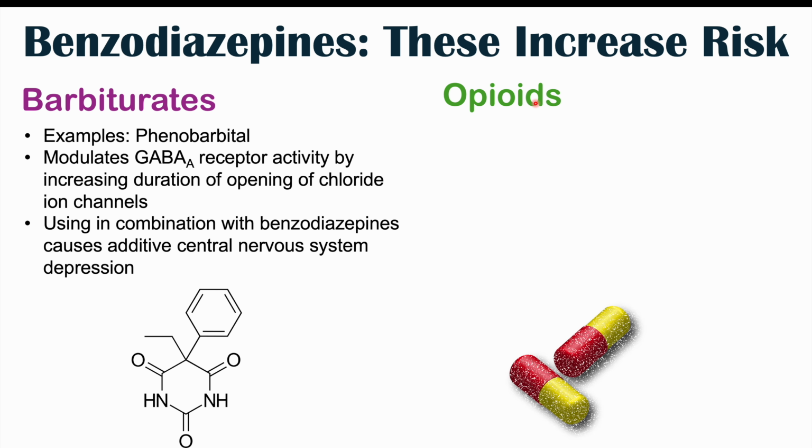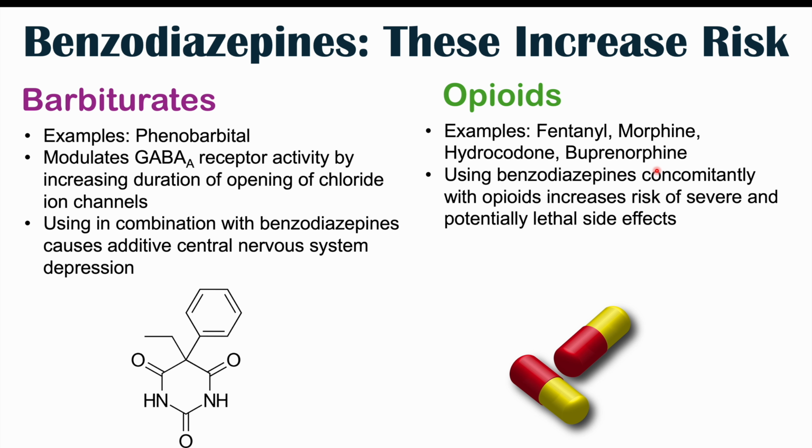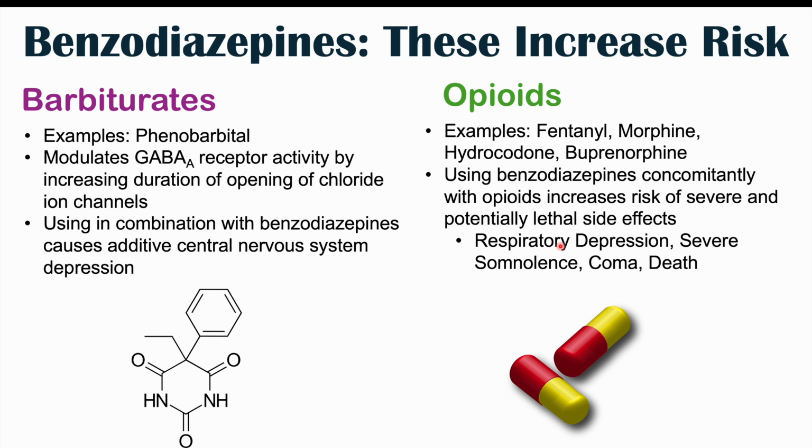Opioid medications can also interact with benzodiazepines. Some examples include fentanyl, morphine, hydrocodone, and buprenorphine. If we're using benzodiazepines concomitantly with opioids, they increase the risk of severe and potentially lethal side effects. These include respiratory depression, severe somnolence, coma, and death. We can see this also occurring with barbiturate medications if taken at higher doses. So these are two classes of medication that have to be looked out for when using benzodiazepines. In fact, there's a black box warning for using benzodiazepines with opioids due to these potentially lethal side effects.